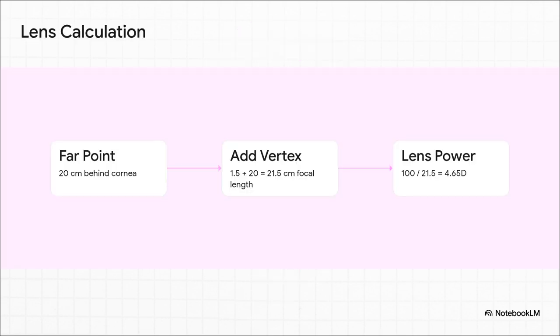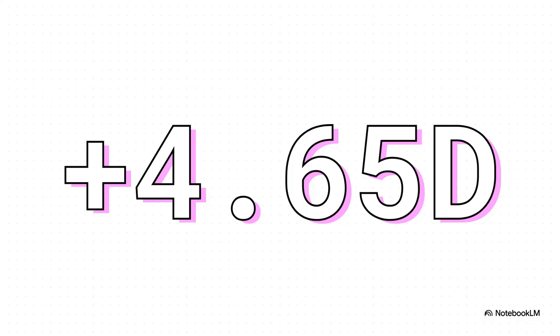Well, we have to calculate the secondary focal length of the corrective lens. Imagine physically pushing the focal point forward. We take that 20 centimeter far point located behind the eye, and we literally add the 1.5 centimeter physical vertex distance in front of the eye. This means our lens needs a focal length of exactly 21.5 centimeters. To convert that to dioptric power, we simply divide 100 by our new 21.5 centimeter focal length. This precise vertex math gives us a required corrective spectacle lens power of plus 4.65 diopters. That is the exact mathematical answer.